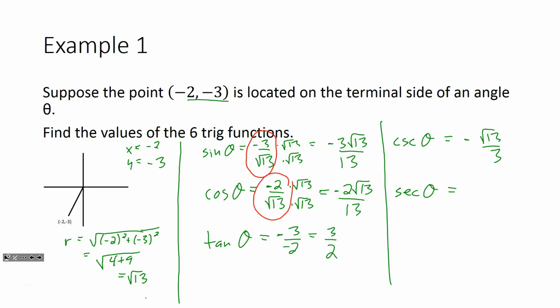I'll do the reciprocal of this, and that will give me minus square root of 13 over 2. And then finally we would have the cotangent of theta, which would be the reciprocal of the tangent, and that would be 2/3. So there we are. We've got that.